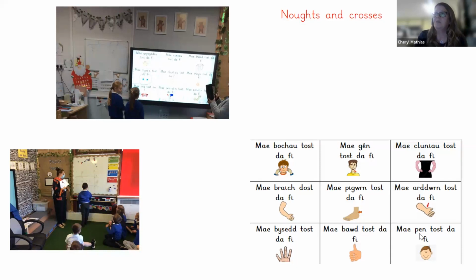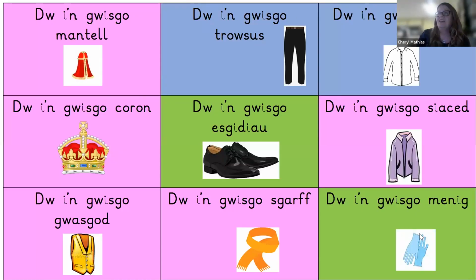So just a quick example there of us playing noughts and crosses. And that's the noughts and crosses kind of grid I'd use. So I use this with the coronation of King Charles. So yeah, they read the sentences. If they get it right, they can put their nought or their cross in the box.